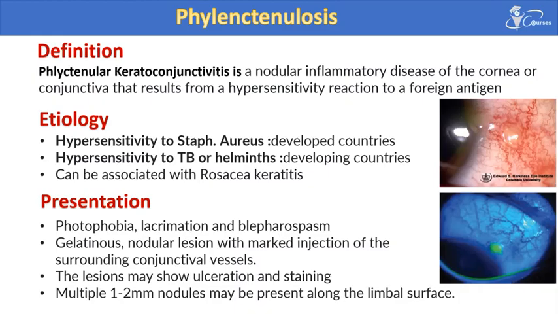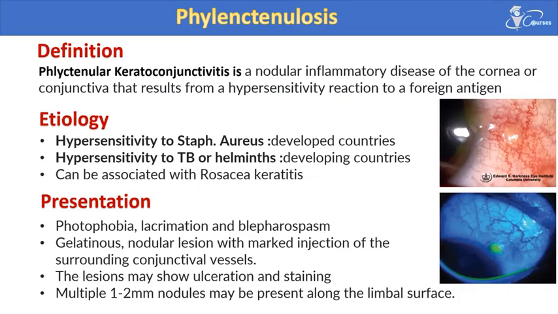Again, it is not an actual invasion of the cornea by an organism. So don't expect stromal infiltration or severe pain. No, it is just discomfort. There is photophobia, blepharospasm, redness, lacrimation. And there will be a gelatinous nodular lesion with marked injection. This will be one of the characteristic features. There will be marked injection of the surrounding conjunctival blood vessels, intense hyperemia surrounding this nodule. And this nodule may show surface ulceration and staining.